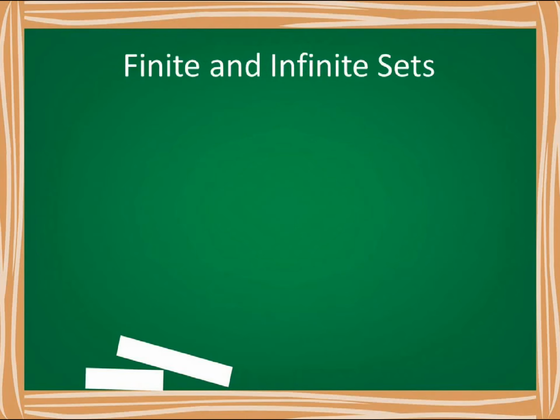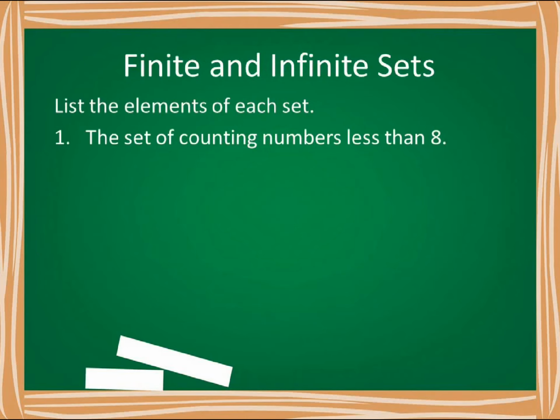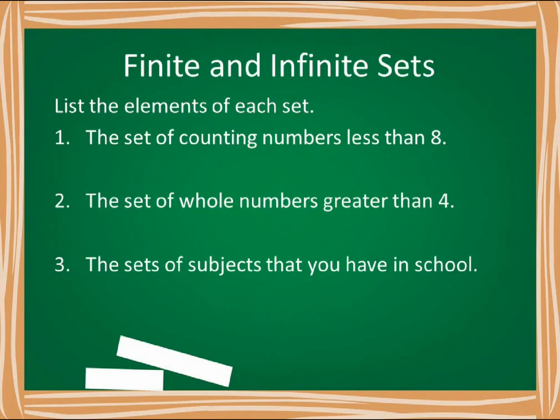Finite and infinite sets. List the elements of each set. Number 1. The set of counting numbers less than 8. Less than 8, which means mababa kay 8. So we have 7, 6, 5, 4, 3, 2, and 1. For counting numbers, 0 is not included.